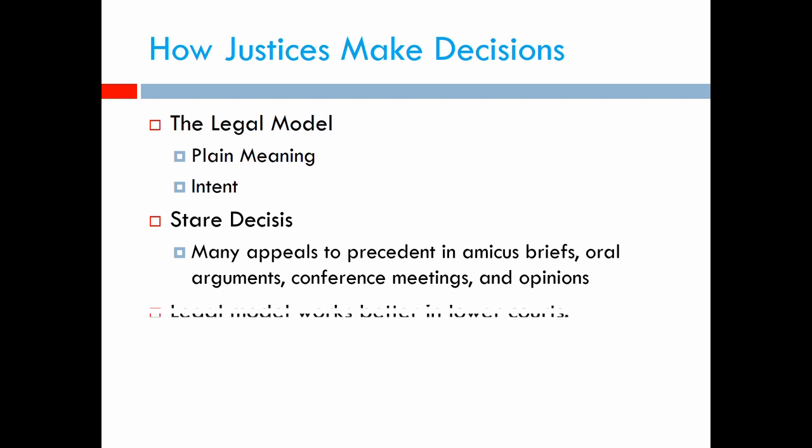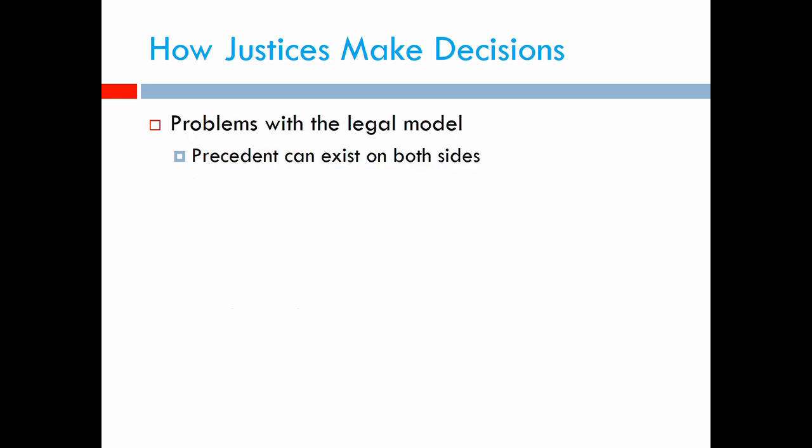In the lower courts, the legal model works fairly well. Okay? But when you get to the Supreme Court, it doesn't quite work as well, in part because precedent can exist on both sides. If I want one side to win, I will decide that I want that side to win and then find the previous cases that suggest that side should win. Find some logic that suggests that side should win. If I want the other side to win, I'll just find a bunch of different cases.